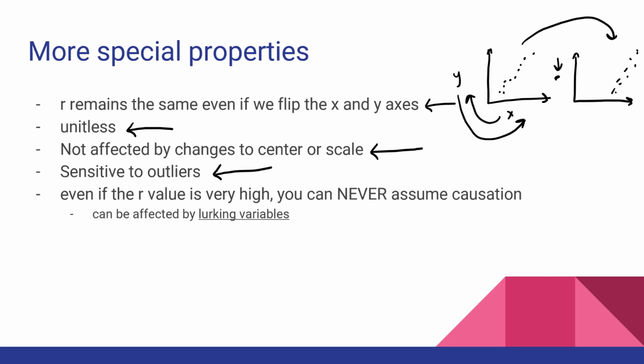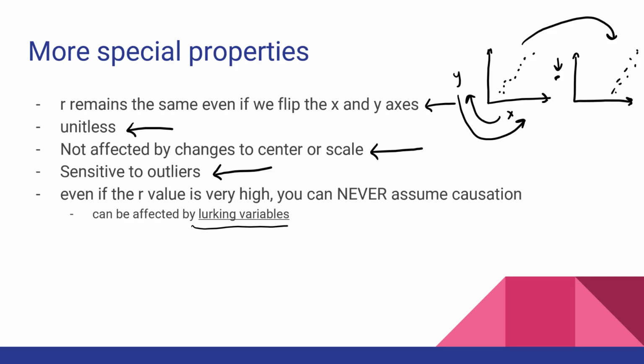And finally, even if your r value is really big, so really close to 1 or -1, you can never assume causation between the variables. There's a concept here called lurking variables, and it's essentially when you have your x and y variable that look like they have a really big relationship, but in reality they're both being driven by another variable that isn't in the scatter plot.